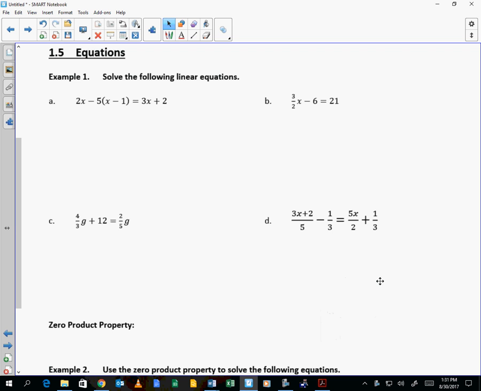We're going to review equations today, and we're not going to do a lot. You will have a little bit of time to work in class. We start with some basic examples working with linear equations.